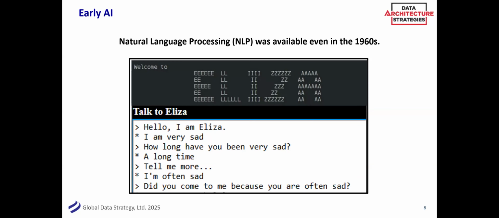You'd say, hello, I'm Eliza. I'm very sad. How long have you been sad? A long time. Tell me more. Did you come to me because you're sad? And if you keep going, it's asking, are you sad because of your childhood? Tell me more. They don't ever really say anything. It's just this kind of series of scripted prompts. So that coding technology, that data management philosophy isn't particularly new.